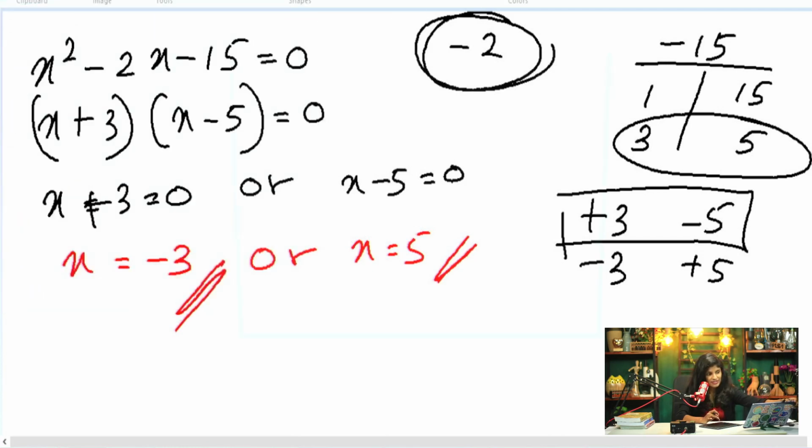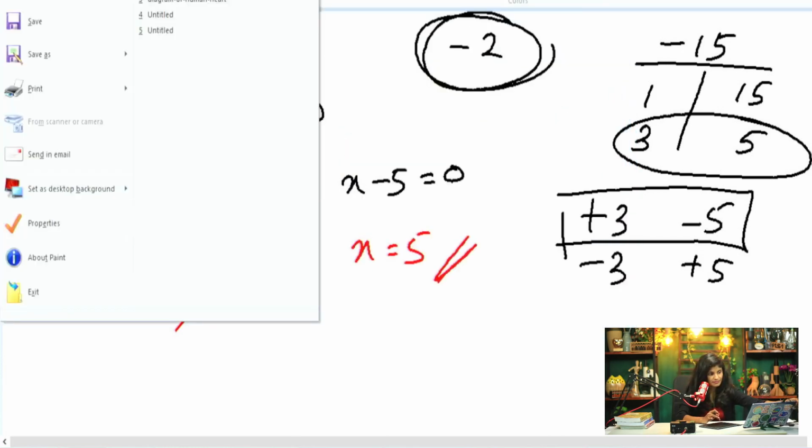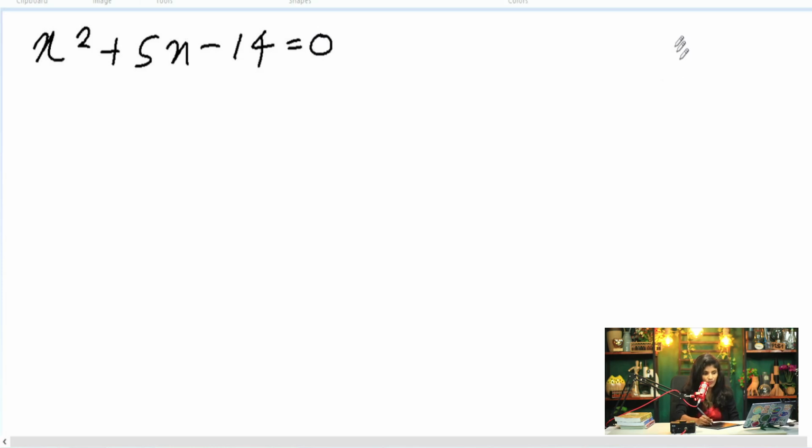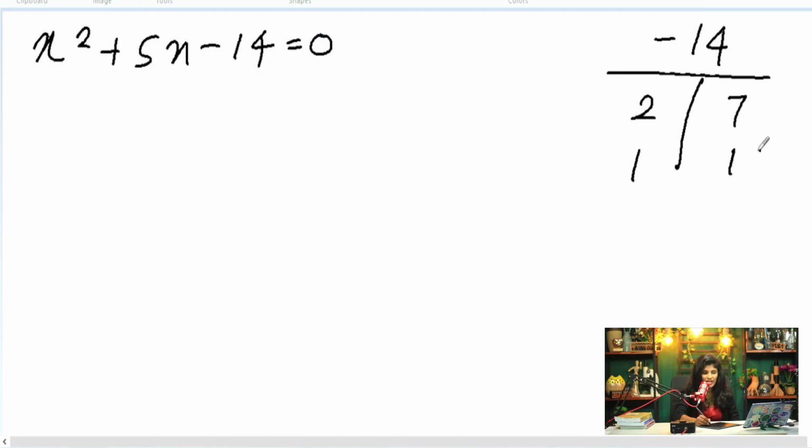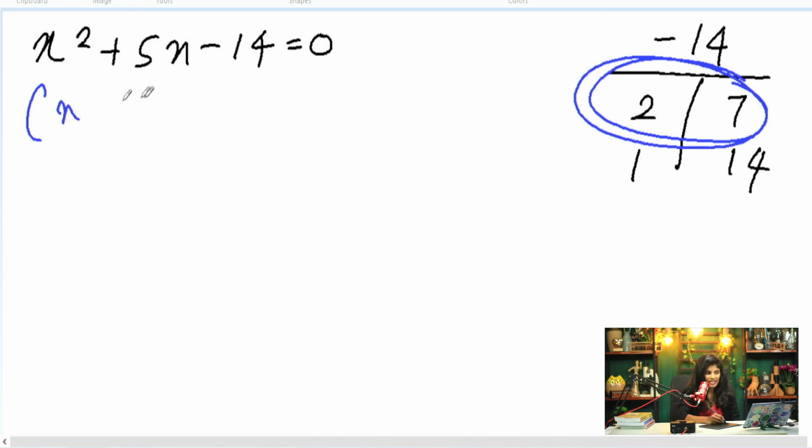Okay, next question. X square plus 5x minus 14 equals 0. So minus 14, 2 times 7, no, 1 times 14. To make the 5 as the middle value, 2 and 7 is the solution. 2 and 7. So x equals 0. I will write 2 and 7.